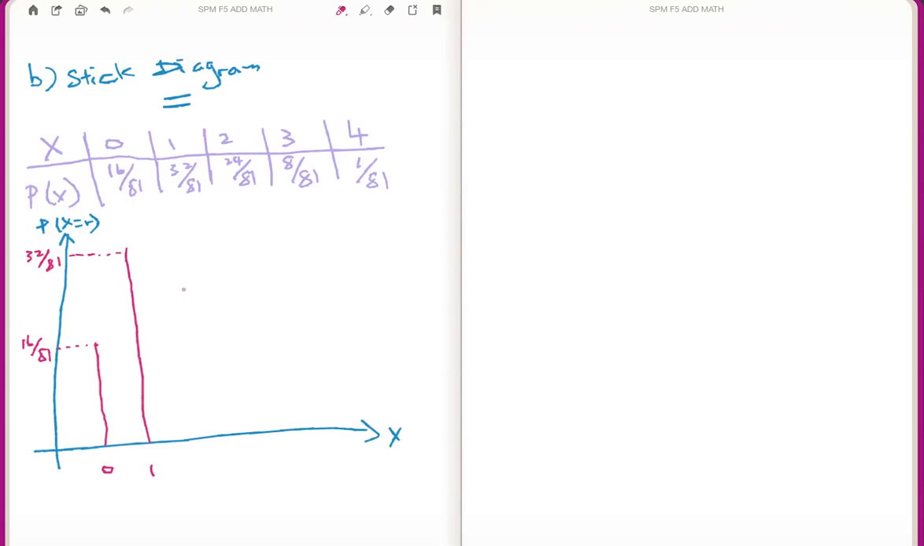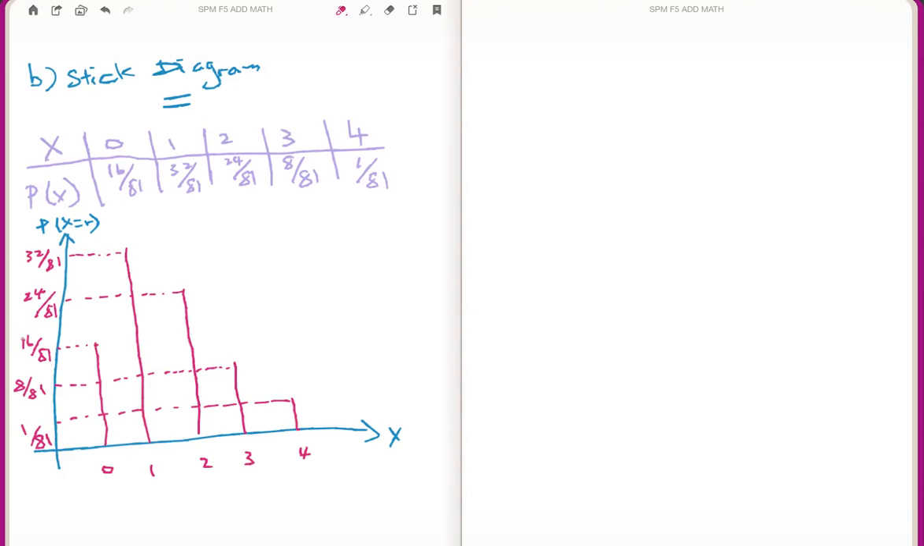Really, I don't know how to use a ruler with this writing tool. 1, otherwise I would have used a ruler. 3. This is 8 over 81. And 4. 4 corresponds to 1 over 81.